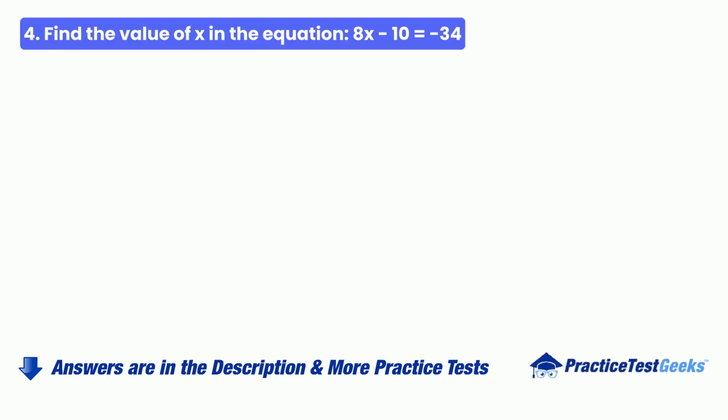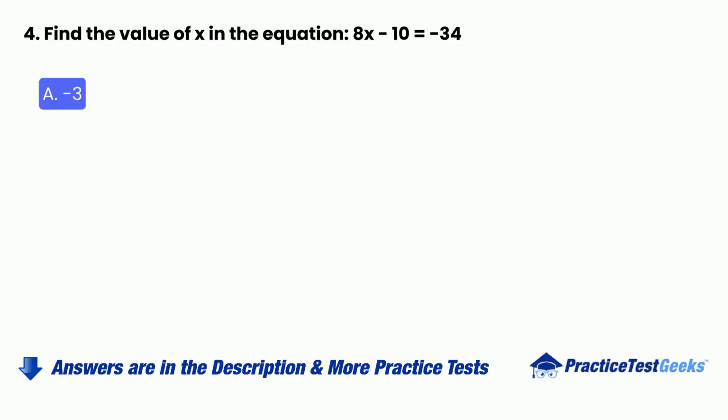4. Find the value of x in the equation 8x minus 10 equals negative 34. A. Negative 3. B. 3. C. Negative 24. D. 4.